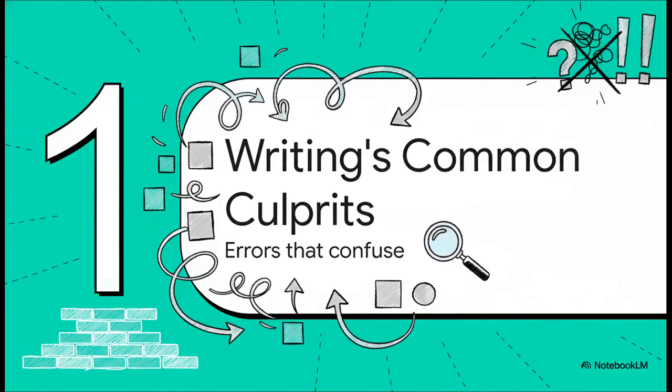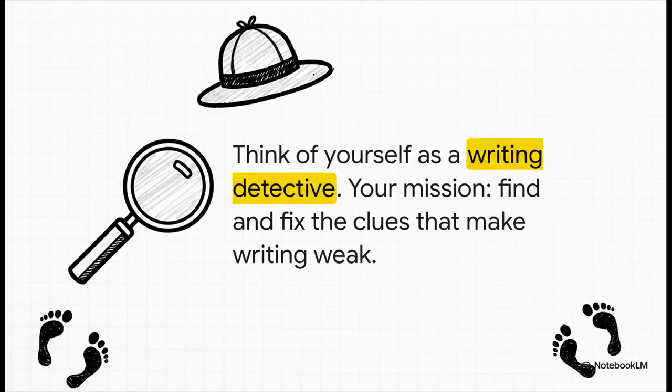Look, the whole point of writing is clarity, but there are a couple of sneaky culprits that creep into our sentences, and they can make our message super confusing and weak. Our mission is to learn how to spot them so every single sentence we write can deliver its idea perfectly. And to do that, I want you to put on your detective hat. Seriously, for the next few minutes, you're a writing detective. Your job? To hunt down the clues that lead to weak writing and learn exactly how to fix them.